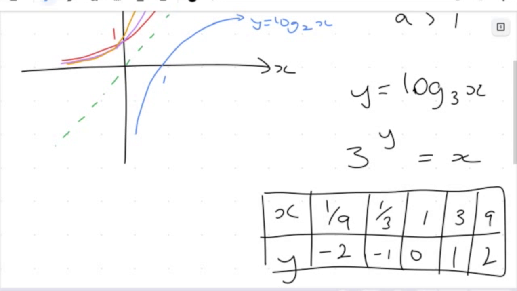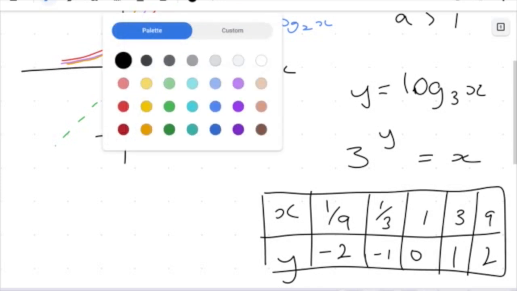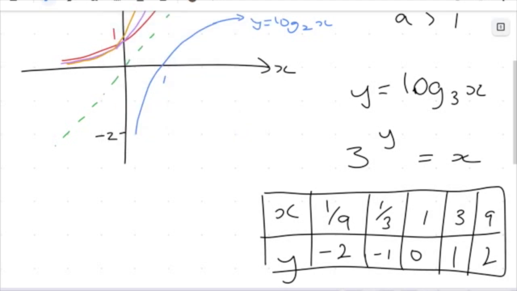Now, when y equals -2, so let's say that's about down here, x is going to be 1 over 9. So it's going to be a pretty small sort of fraction value here. So let's do it in brown. So we've got a point about here. And when y equals -1, x equals about 1/3, so that'll go about here. When x equals 1, y equals 0.